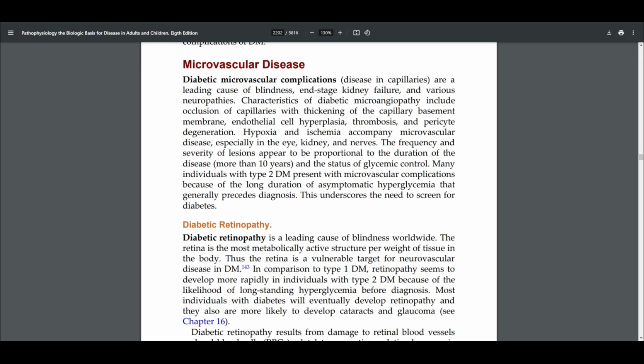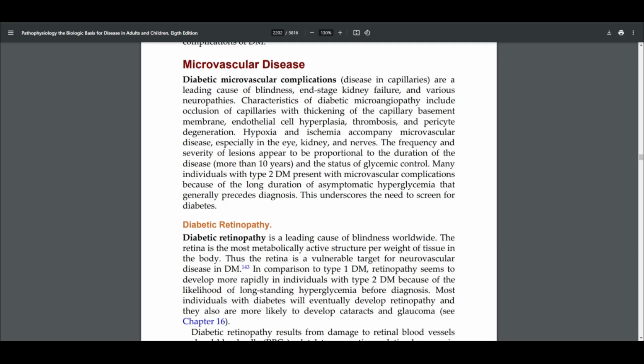Microvascular disease. Diabetic microvascular complications, diseases in capillaries, are a leading cause of blindness, end-stage kidney failure, and various neuropathies. Characteristics of diabetic microangiopathy include occlusion of capillaries with thickening of the capillary basement membrane, endothelial cell hyperplasia, thrombosis, and parasite degeneration. Hypoxia and ischemia accompany microvascular disease, especially in the eye, kidney, and nerves.